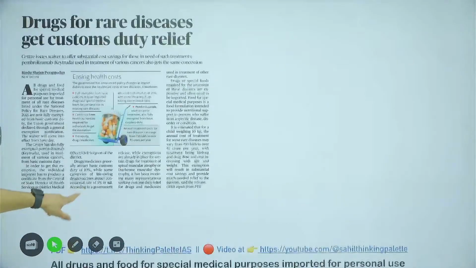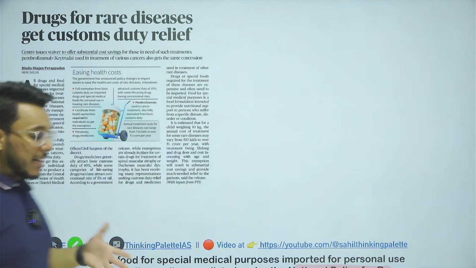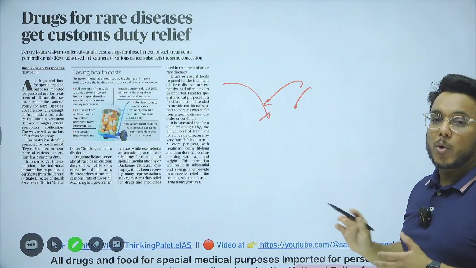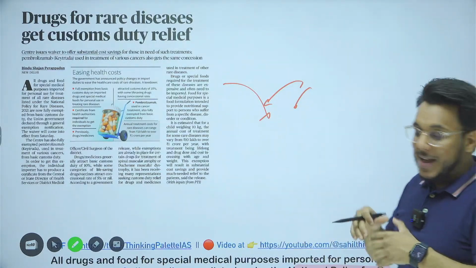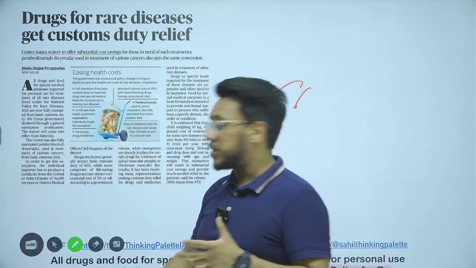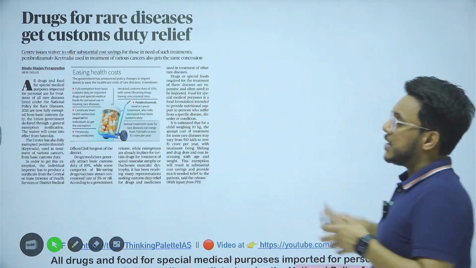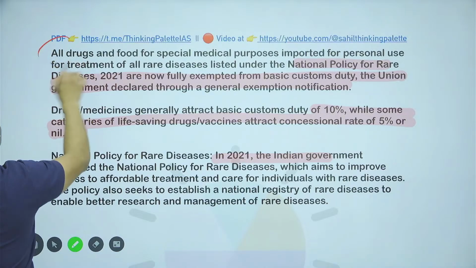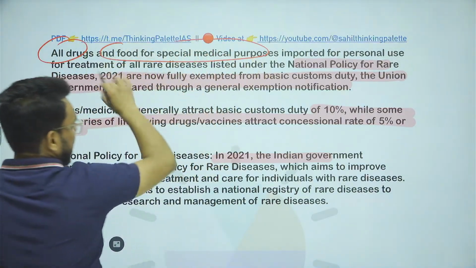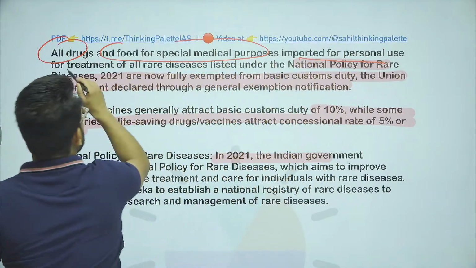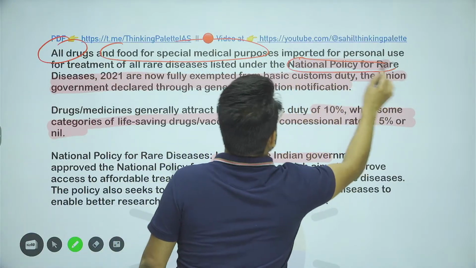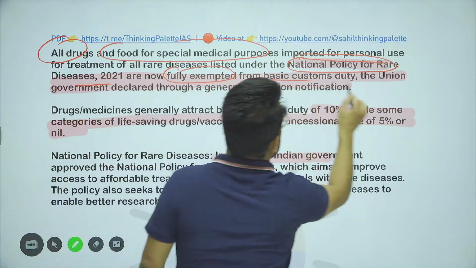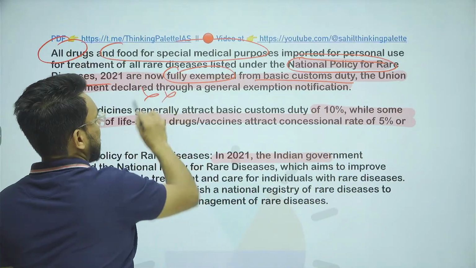So now the government has come out with this: some of the drugs or medicines for rare diseases are imported from other countries, and when they are imported, custom duties are imposed on them, and because of those custom duties and taxes, these drugs become expensive. Okay, so therefore now the government has decided that all the drugs and foods for special medical purpose, such as for rare disease, when imported for personal use under the National Policy for Rare Disease, are now fully exempted from basic custom duty. No custom duty, no taxes will be imposed on them.